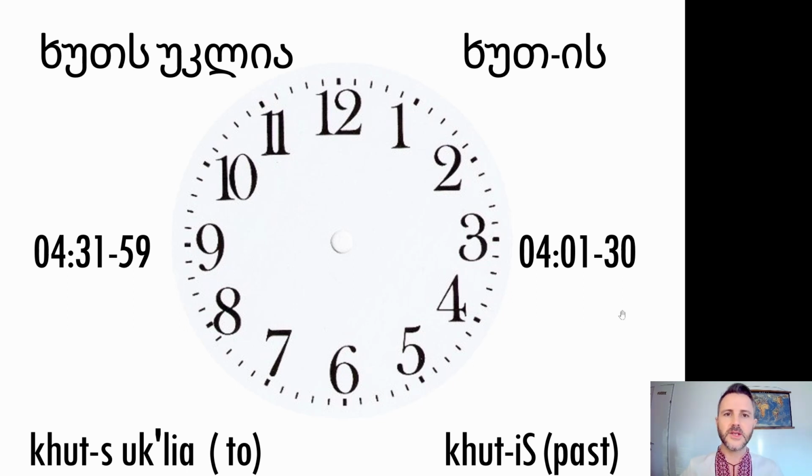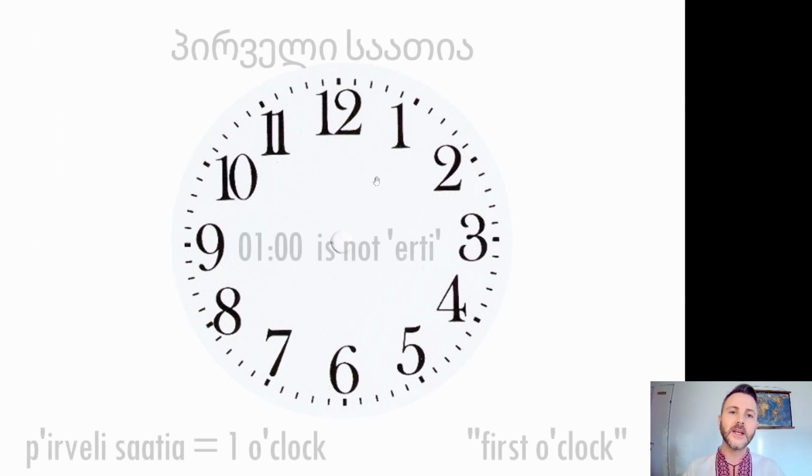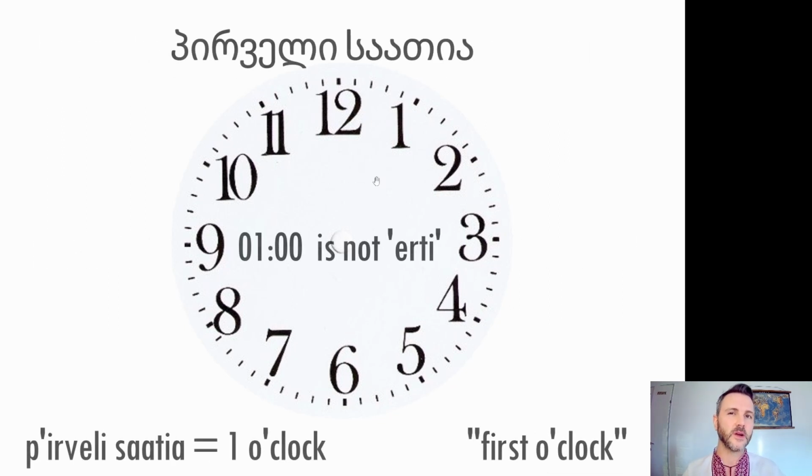One thing that I didn't mention was the only hour that is not numbered. It's actually number 1. We never need to say 1 o'clock in Georgian. Romelisatia, pirvelisatia. You won't need to say 1 o'clock in Georgian.